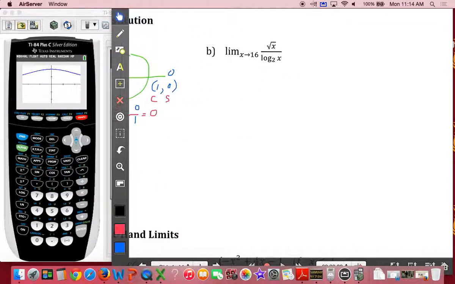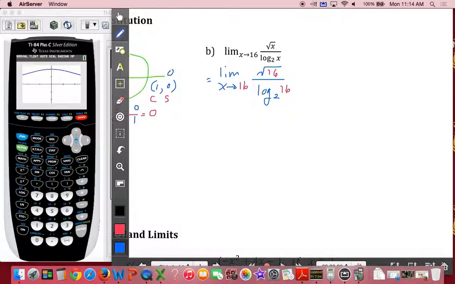All right, so let's review logs. So I can use direct substitution again because I can take the log base 2 of 16. So let's look to see what all that looks like. So I've got the limit as x approaches 16 of the square root of 16 divided by the log base 2 of 16. So that's easy enough. I'm actually using direct substitution so I can drop off that limit. What's the square root of 16?